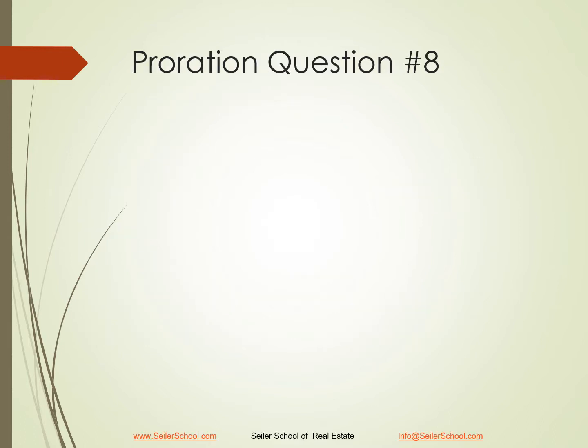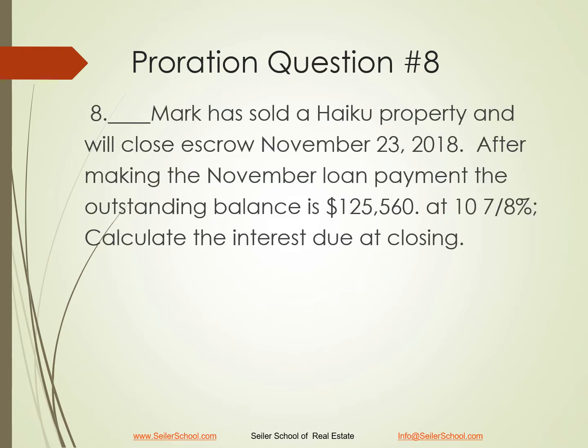Proration question number 8. Mark has sold a Haiku property and will close escrow November 23, 2018. After making the November loan payment, the outstanding balance is $125,560 at 10 7/8% interest. Calculate the interest due at closing.